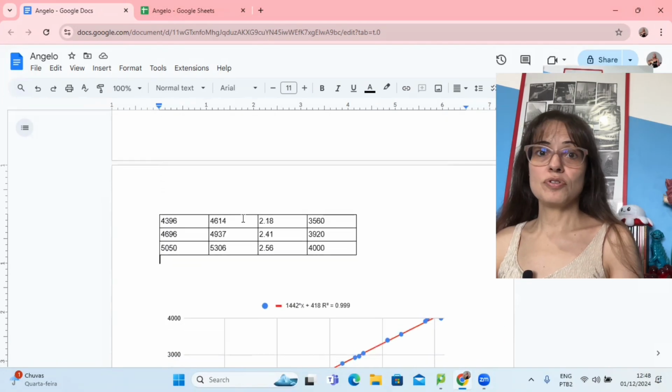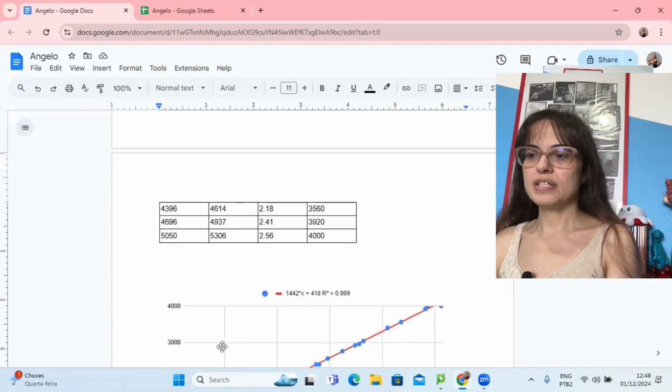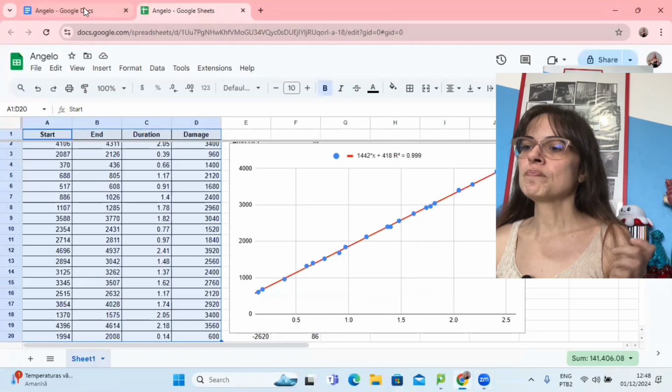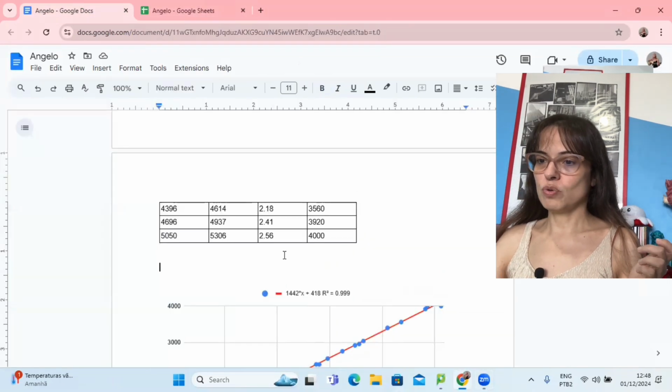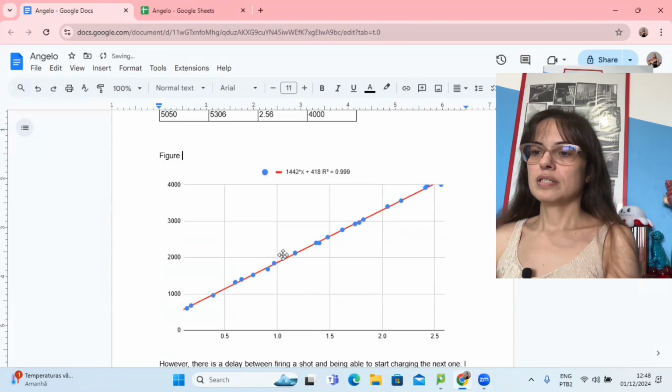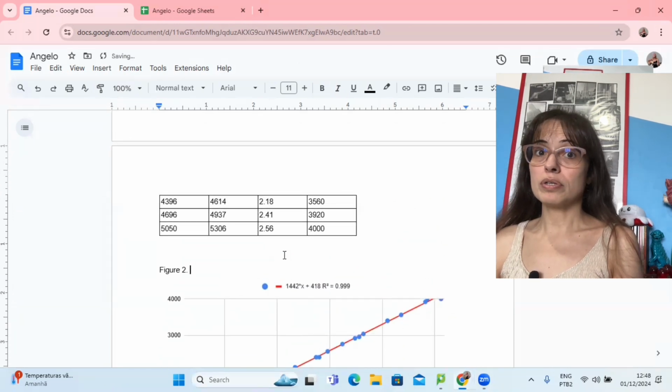Okay, so right after the table, you can already see this picture, but I mean, you had a spoiler before. You saw this image when I showed you the Google Sheets. That's when it's going to be in the text, but of course I need to give it a title as well, and I need to talk about it, okay?